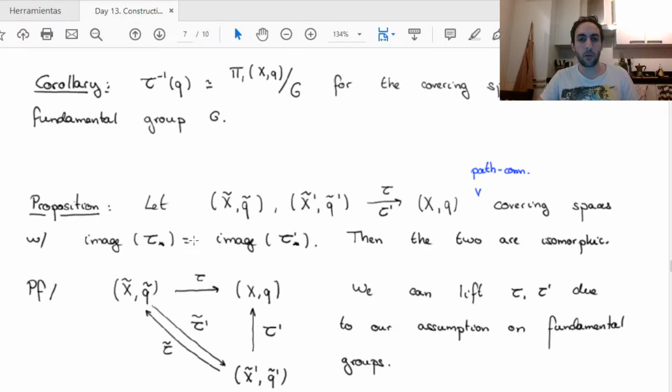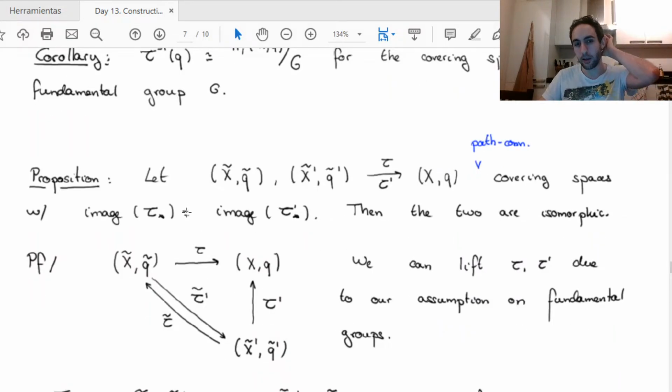And maybe a word of warning: this equality here really means equality. This is an equality as subgroups of the fundamental group. This is not an isomorphism as abstract groups. So for instance, subgroups of the fundamental group that are conjugate will yield different covering spaces, different as pointed spaces. We'll see this a bit later.